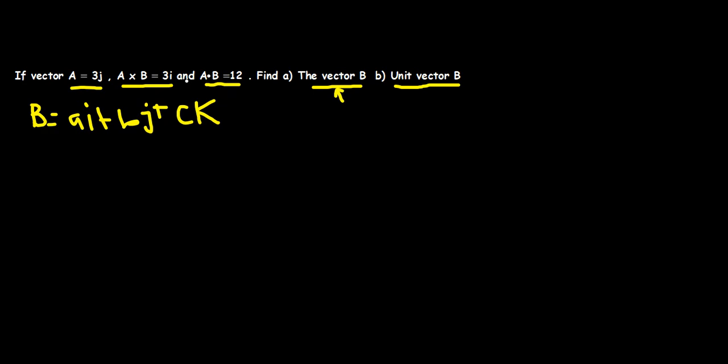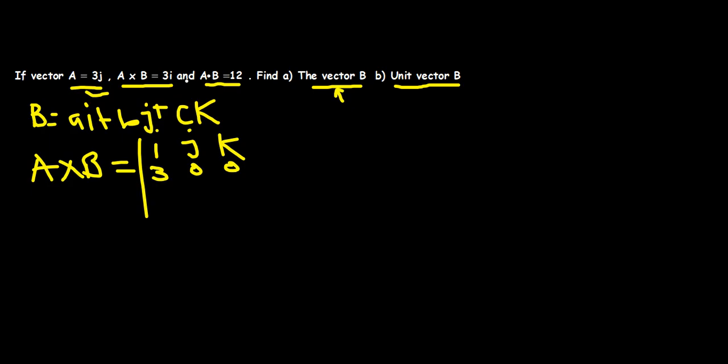So we are going to multiply this with A to find the cross product, and here we've been given the value of the cross product. So we are going to say A cross B will be equal to the determinant with i, j, and k. Then let's write our vector A here. Our vector A only has 3, so we write 3, and then 0, and 0. Then the vector B is the one we have come up with, so it will be a, b, and c.